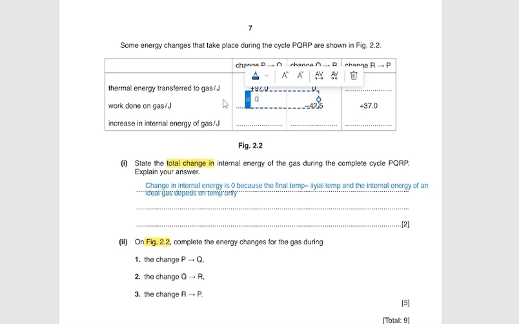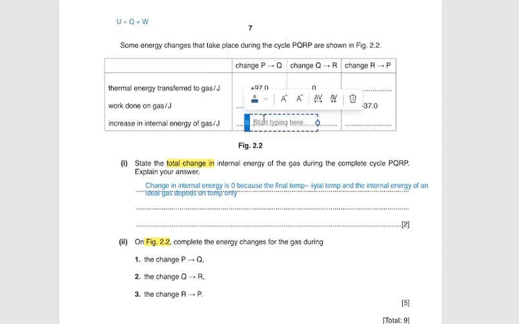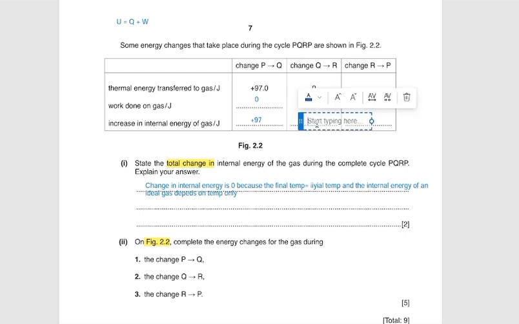Increase in internal energy. Again, you need to be familiar with this one equation where internal energy is equal to the thermal energy supplied plus work done. Now I have my thermal energy plus 97, I have my work done plus 0, and so you will get your answer as plus 97. And that's it. And then let's look at change Q to R. Again, they have given us these two values. I can simply calculate this and I can get minus 42.5.